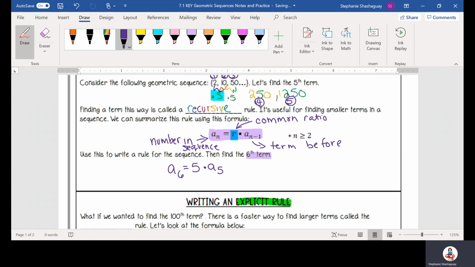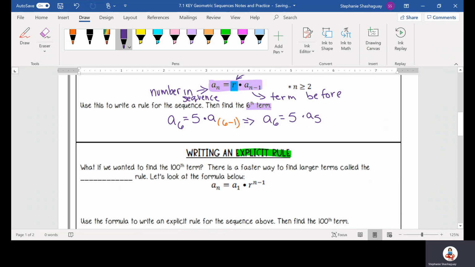And the reason, I'll even show you, I'm going to erase that 5. That's going to be 6 minus 1. So it really becomes a sub 6, because I'm looking for my sixth term, is equal to 5 multiplied by our a sub 5, because 6 minus 1 is equal to 5. That would be the recursive formula for this sequence.